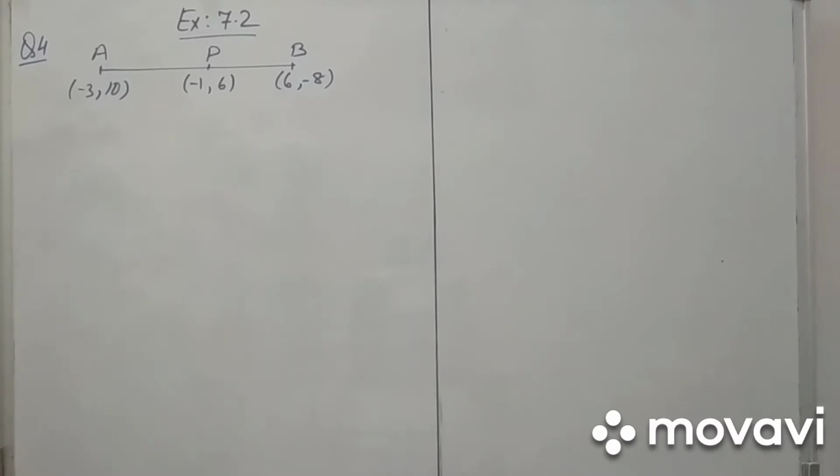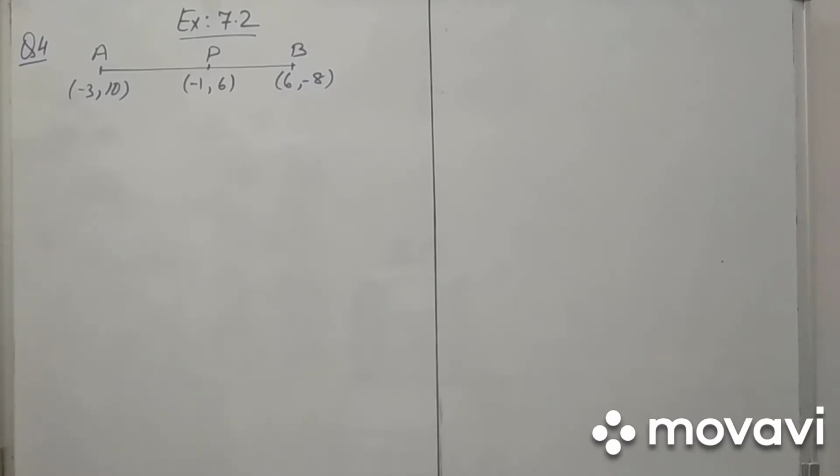Today we are going to do 7.2 exercise question number 4. And if you have attended the online class, then you might have done some more questions also. In this question, what is given to us?